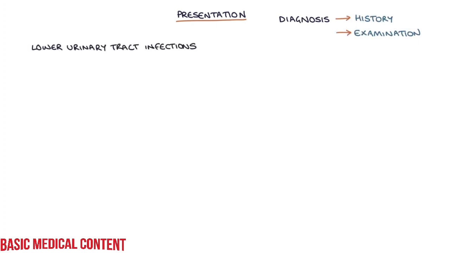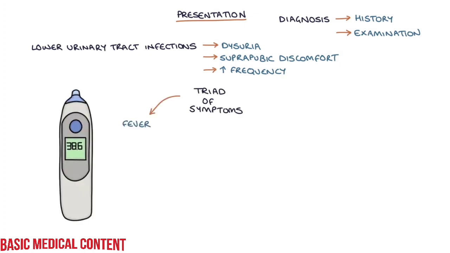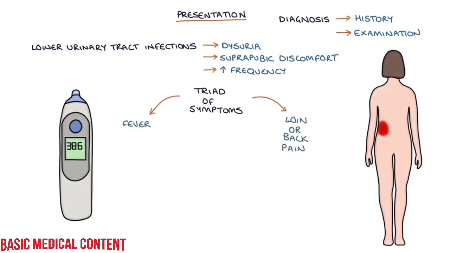Next, let's talk about the presentation. The diagnosis of pyelonephritis can be made clinically with a history and examination. Patients have a similar presentation to lower urinary tract infections with dysuria, suprapubic discomfort, and increased frequency of urination, plus the additional triad of symptoms of pyelonephritis, which are fever, loin or back pain, which could be bilateral or unilateral, and nausea or vomiting.